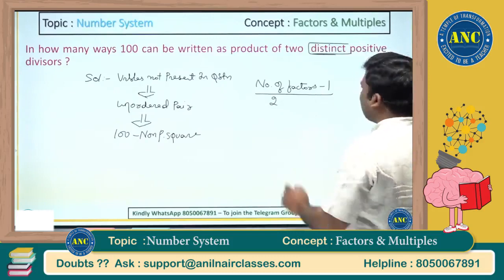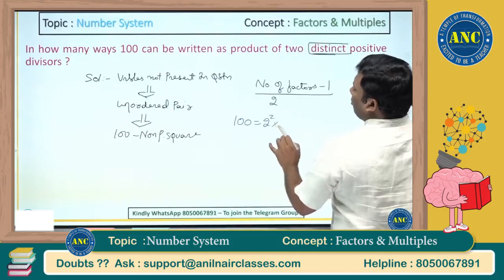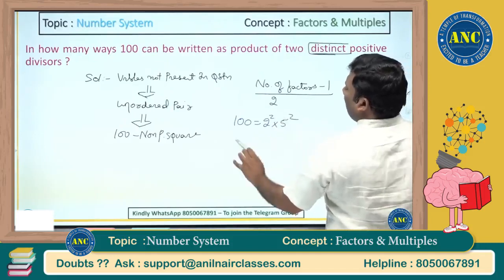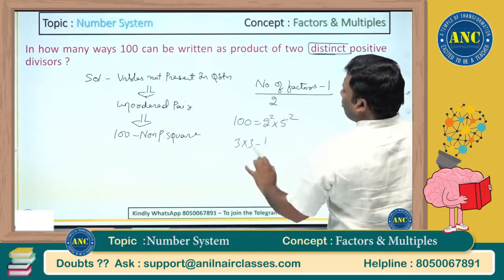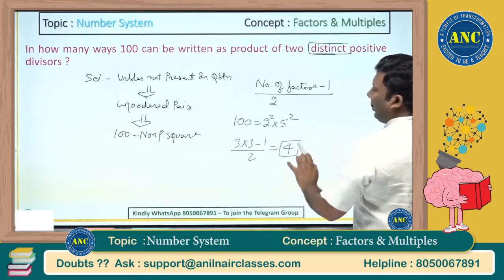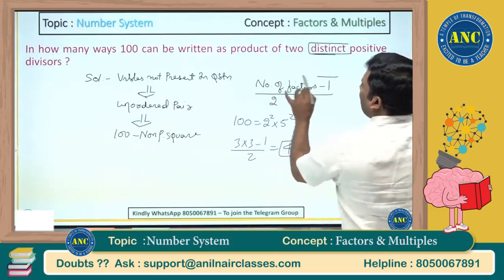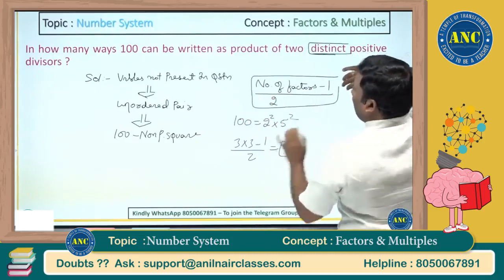So 100 can be written as 2 squared into 5 squared. Number of factors will be 3 into 3, minus 1, by 2. 9 minus 1 is 8, divided by 2, is 4. I hope it is very clear why it is the number of factors minus 1 by 2.